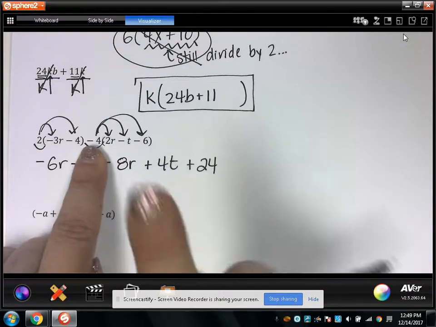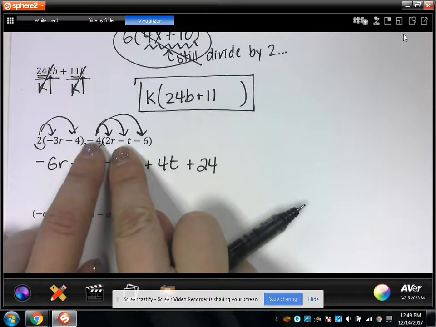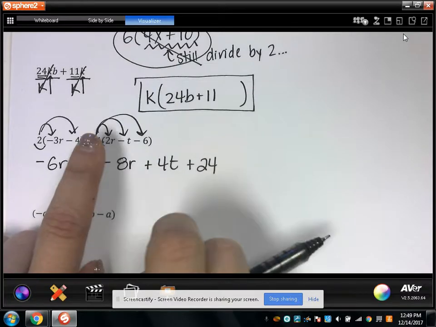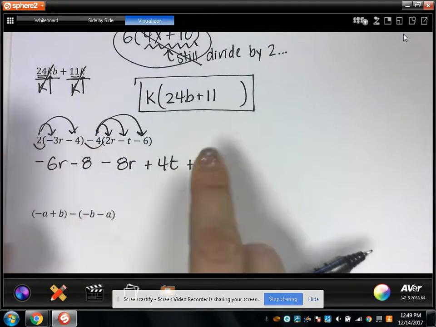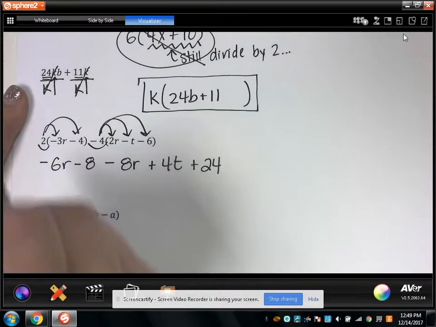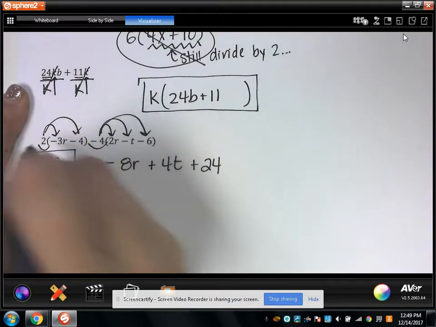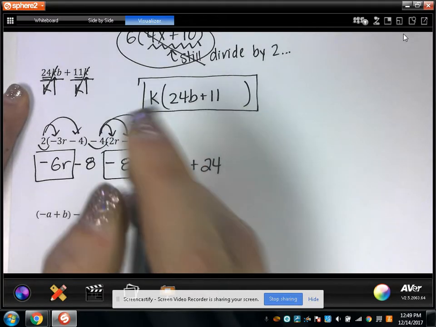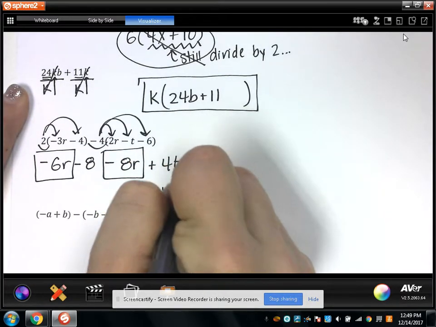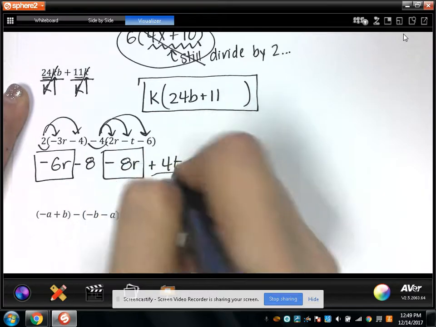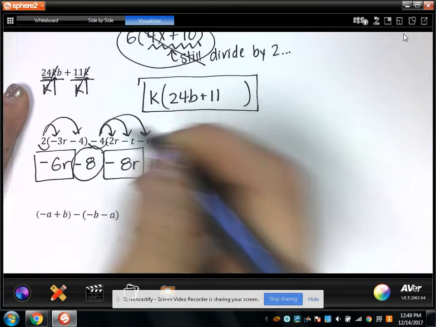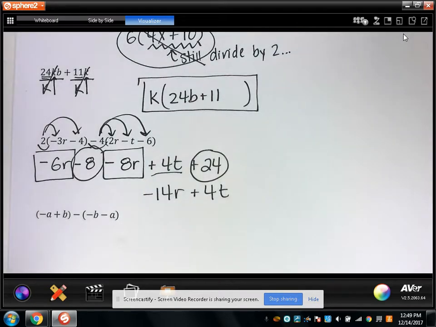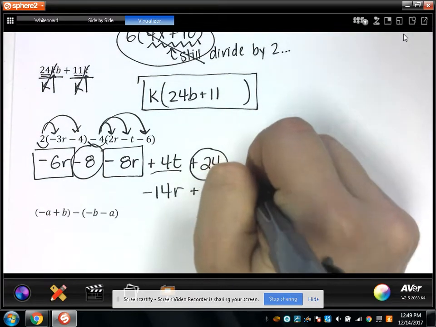This is a negative 4 times a negative t, and a negative times a negative is a positive. This is a negative 4 times a negative 6, and a negative times a negative is a positive. All right, then I can combine like terms. I have a negative 6r and a negative 8r, which is a negative 14r. I have a positive 4t. Then I have a negative 8 and a positive 24, which would be a positive 16.